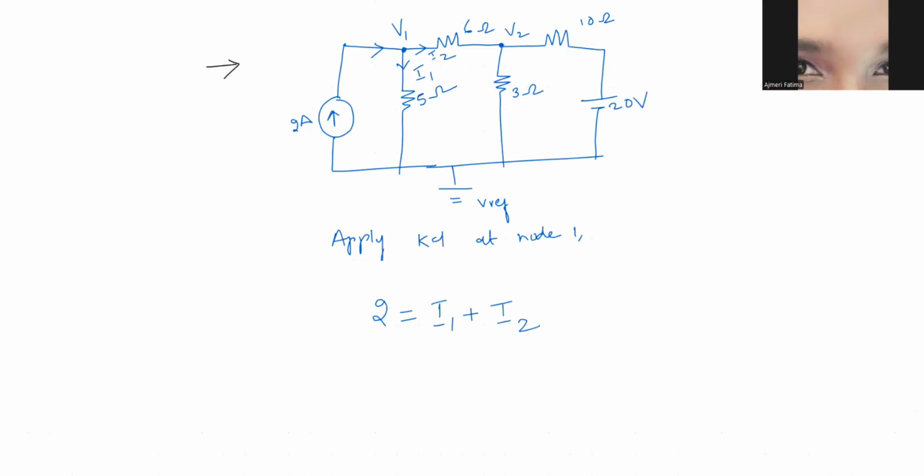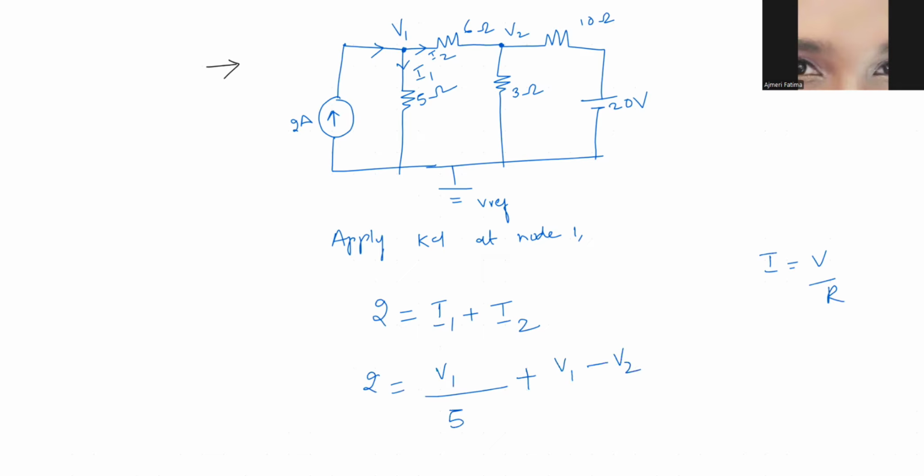What is I1? I1 is V1 by 5. What is the formula for I? I is equal to V by R. So what is the voltage? Voltage is V1. V1 by, what is the resistance connected to V1? It is 5. So V1 by 5, and V1 is going towards V2, so I will write V1 minus V2 divided by 6. This is your equation 1.